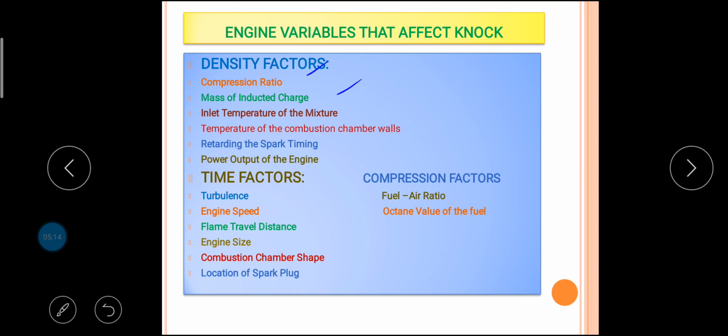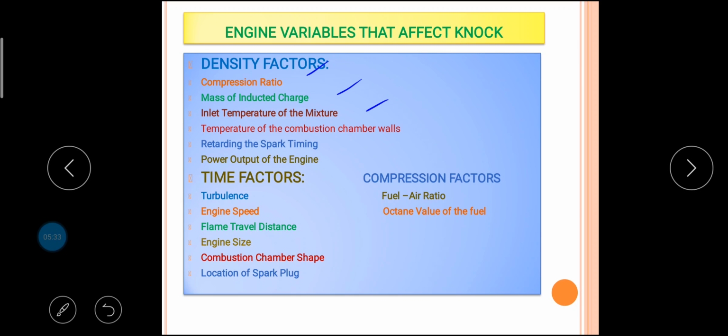Mass of inducted charge. A reduction in the mass of the inducted charge into the cylinder of an engine by throttling or by reducing the amount of supercharging reduces both temperature and density of the charge at the time of ignition. This decreases the tendency of knocking.